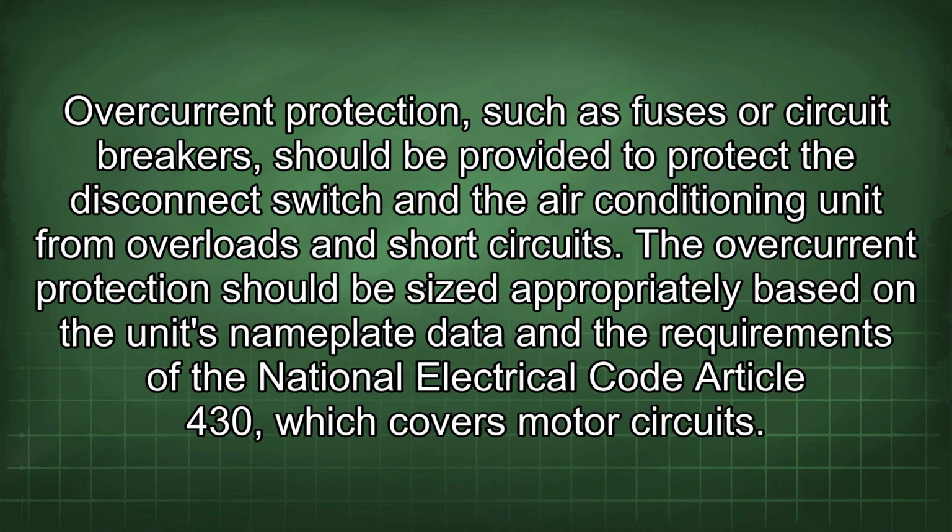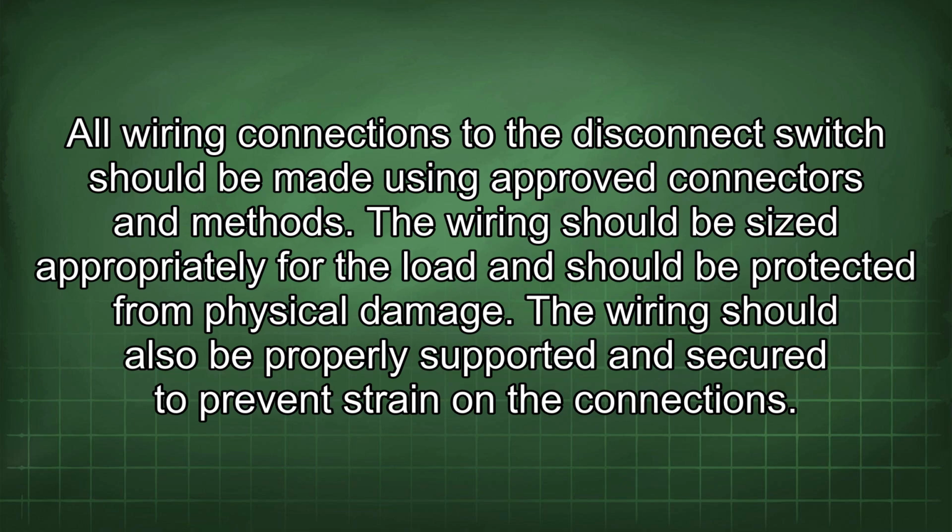The overcurrent protection should be sized appropriately based on the unit's nameplate data and the requirements of the National Electrical Code Article 430, which covers motor circuits. All wiring connections to the disconnect switch should be made using approved connectors and methods. The wiring should be sized appropriately for the load and should be protected from physical damage. The wiring should also be properly supported and secured to prevent strain on the connections.